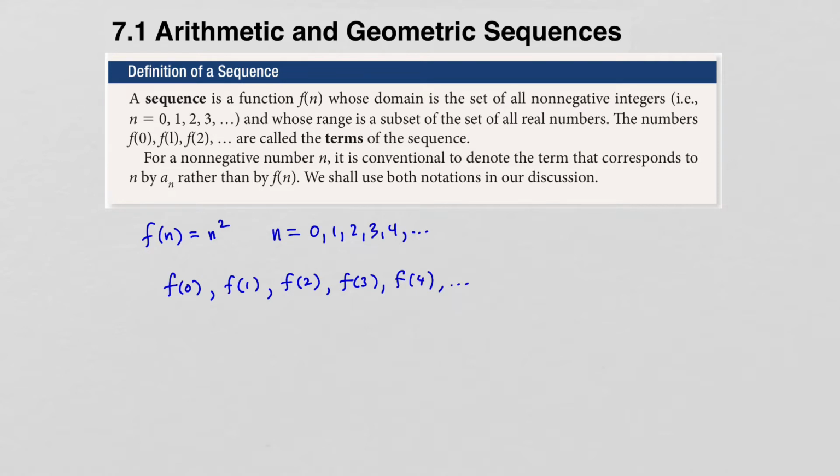And now what is f of 0? Well, f of 0 means you plug 0 into n squared. So the first term of our sequence would be 0 squared. The second term would be f of 1, which is 1 squared, and then 2 squared, 3 squared, 4 squared, etc. And so these numbers turn out to be 0, 1, 4, 9, 16, and onward.